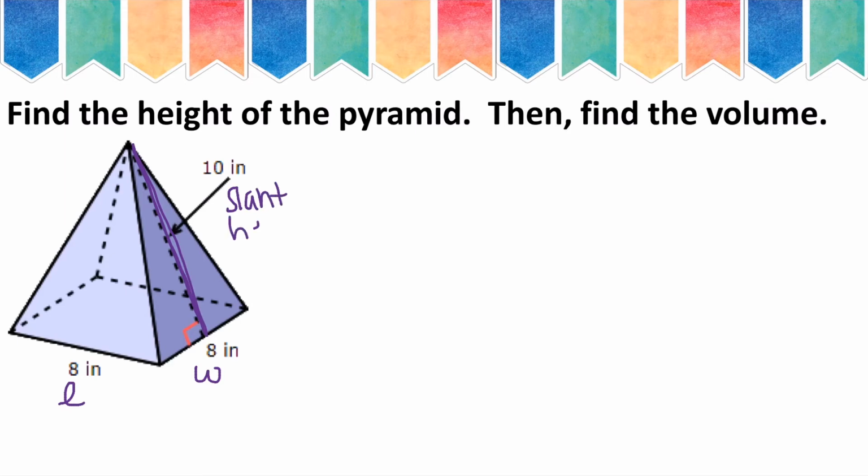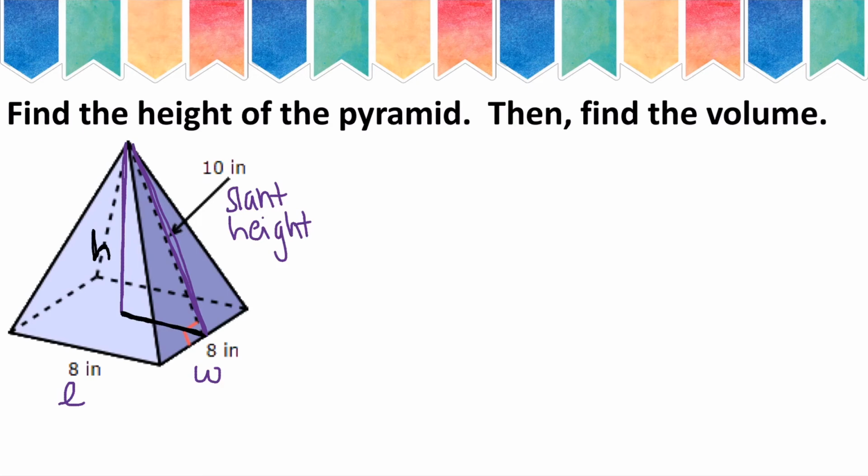In order for me to find the volume of this pyramid, I will need to know the height of the pyramid, not the slant height. So I'm going to go ahead and label this as H, because we don't know what the height is. We only know what the slant height is. So before we can find the volume, we have to calculate what the height is. And we do that by creating a triangle inside our pyramid.